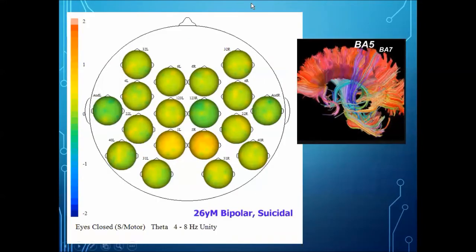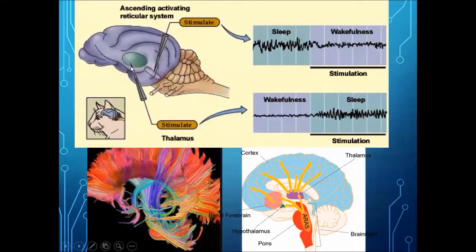Now, the interesting thing about area 5, it has these white matter tracks, along with area 7, but area 5 even stronger, going down to the activating area, what's called the ARAS. And I have a nice little paper. We've known about the ARAS since like 1948. Moruzzi and Magoun did this great paper that shows you stimulate this little area here.